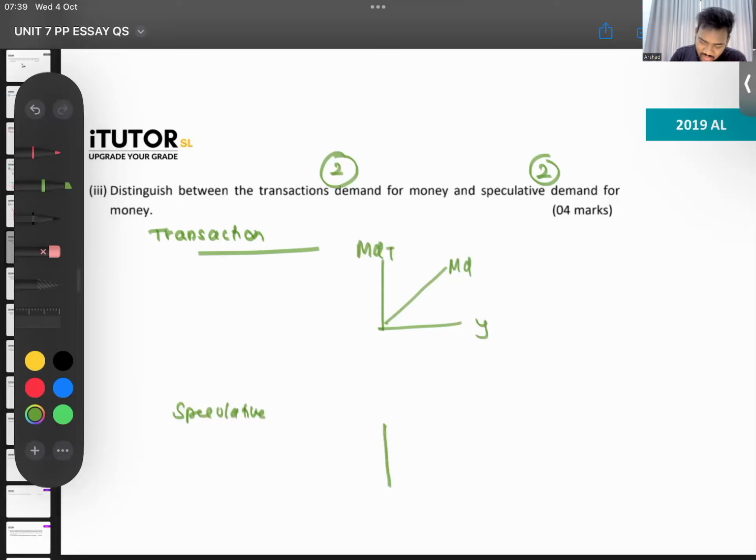And then if you really want a diagram, I don't think they will give marks for it, but it adds a little value to your answer. Just draw the diagram: money demand for speculative motive against interest rates, there is an inverse relationship. Okay, you get your 4 marks. So you said on the other hand, and you explained the difference. That's all that is required.